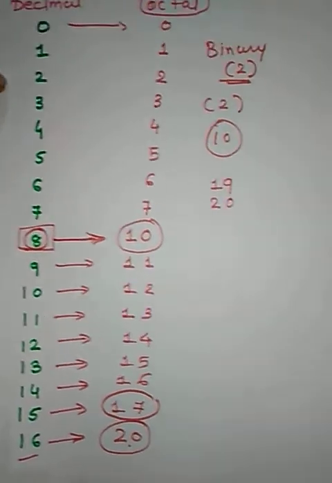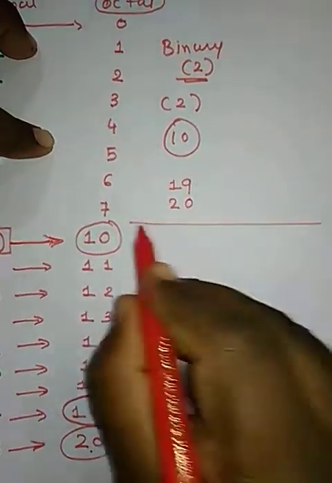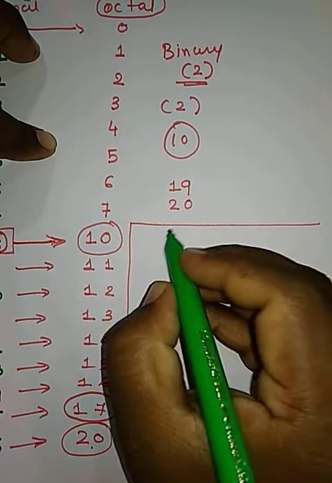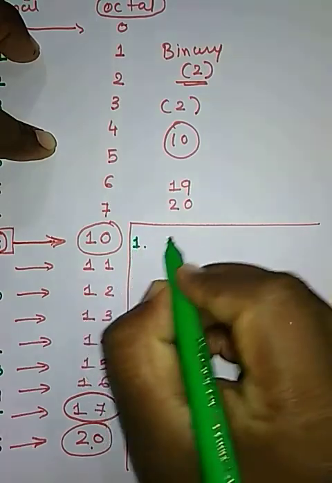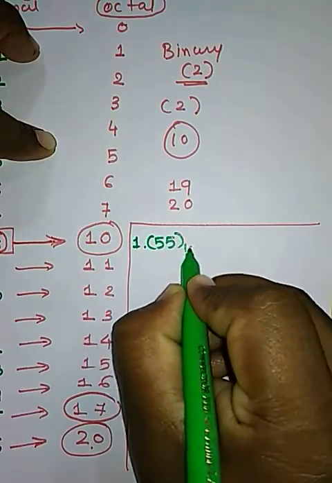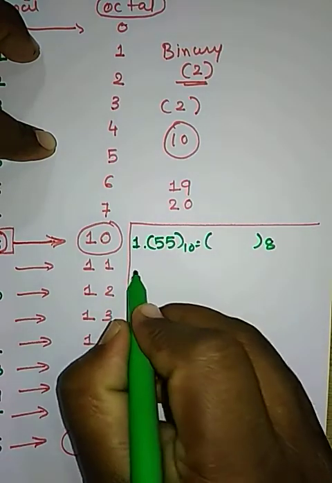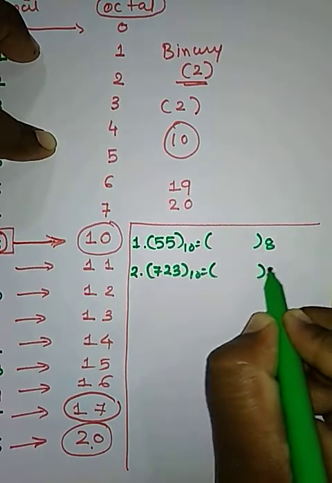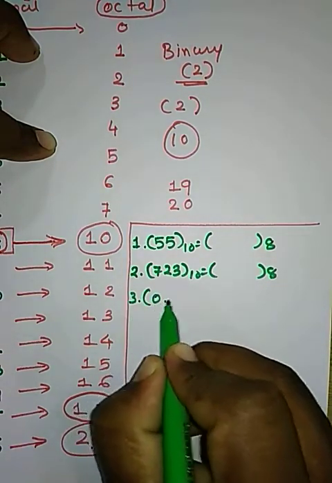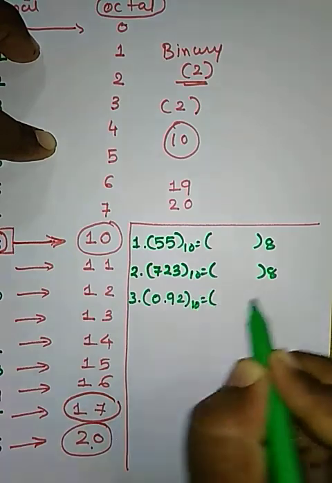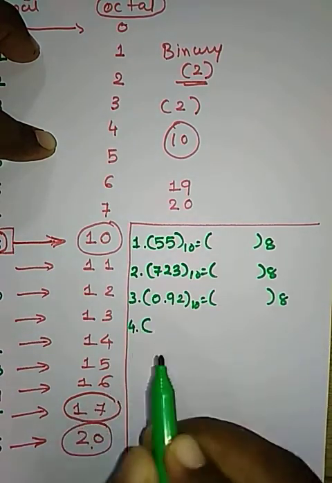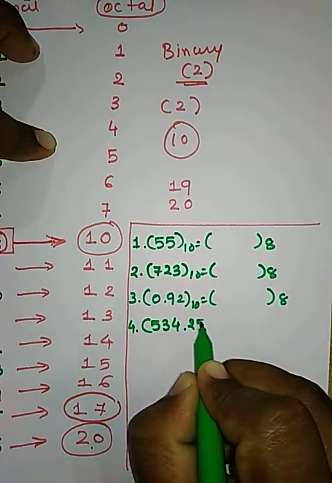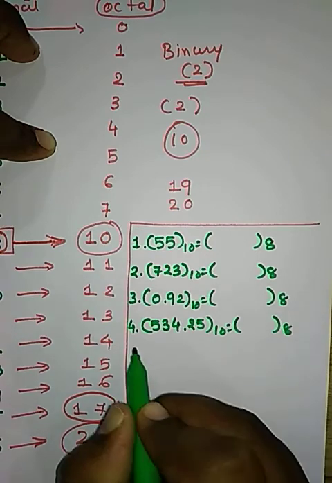Now the homework is given to you. You have to try on your own. Example 1: 55. This is to be converted into octal. Second, 723. This is to be converted into octal. Third, 0.92. This is to be converted into octal. Fourth, 534.25. This is to be converted into octal.